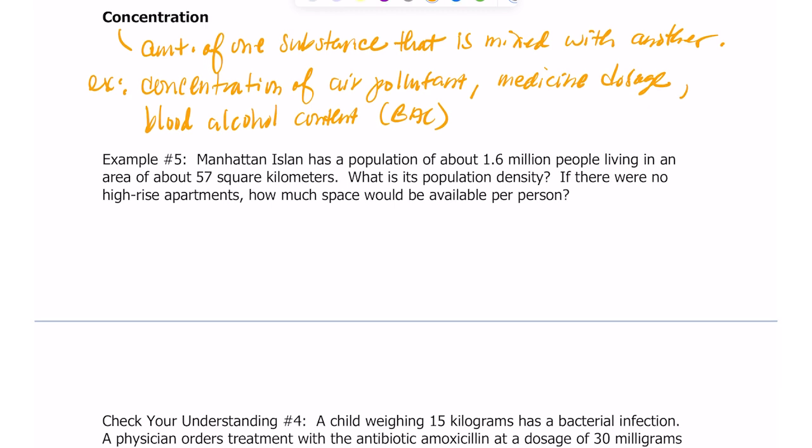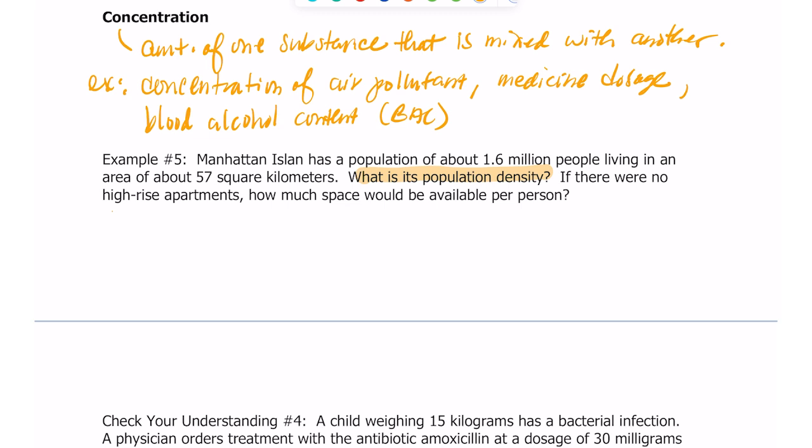Manhattan Island has a population of about 1.6 million people living in an area of about 57 square kilometers. What is its population density? So, in other words, how compact or crowded is it? If there were no high-rise apartments, how much space would be available per person? So let's first figure out what the population density is. In other words, we're looking for how many people per square kilometer.